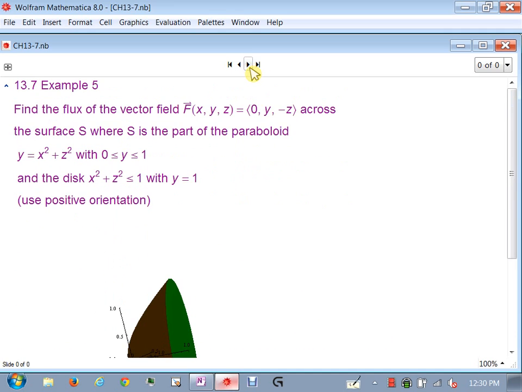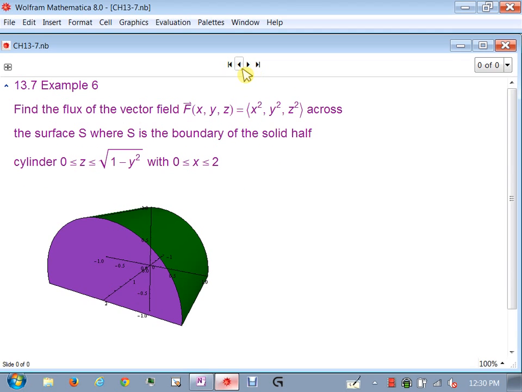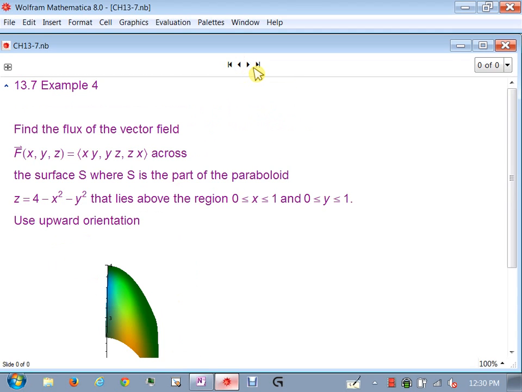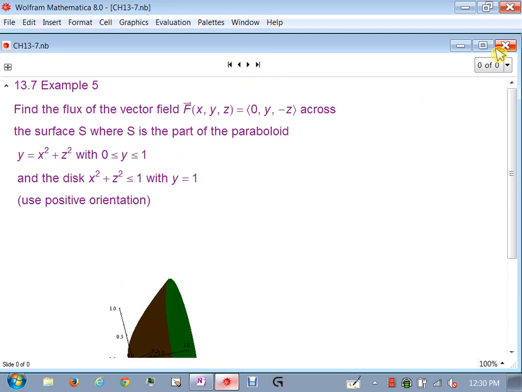Flux, flux, flux. See, this is a long section. Okay, get out of here. Have a good Thanksgiving.